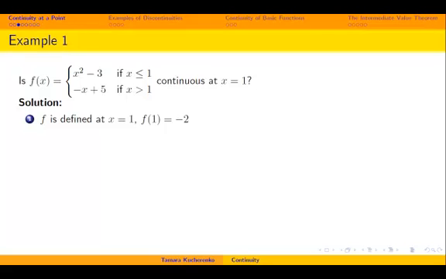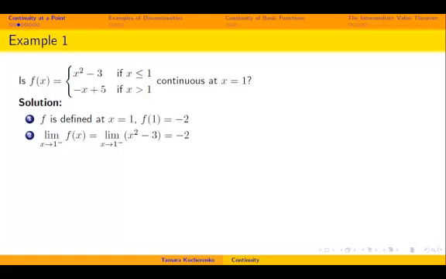Now we need to check the existence of the limit. Since the function is piecewise defined, we compare the left and right-hand limits. Since for x less than 1, f of x is x squared minus 3, the limit of f of x as x approaches 1 from the left equals the limit of x squared minus 3 at 1, which equals negative 2.